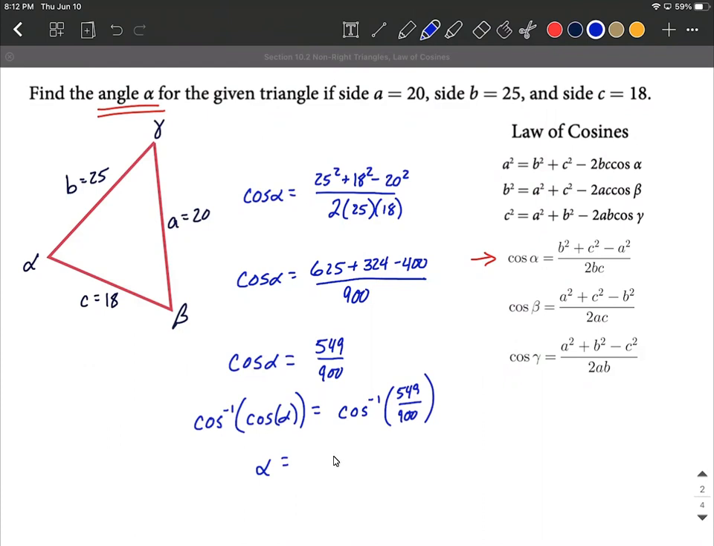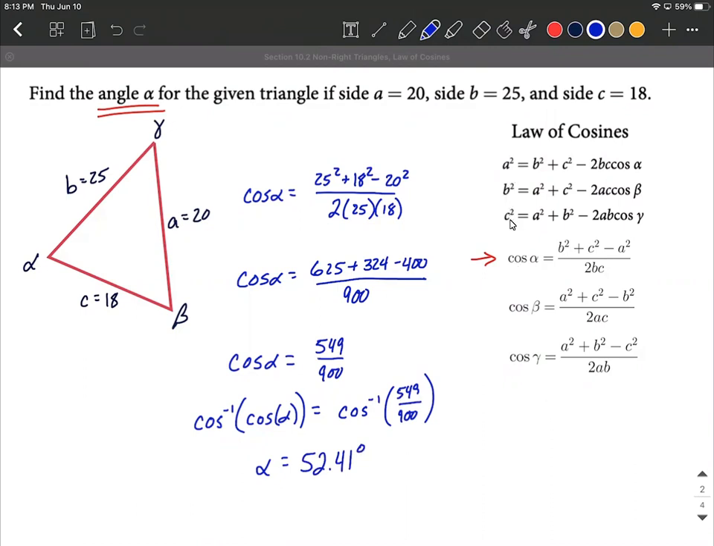Make sure you're in degree mode if you want degrees to come out, which normally we do on triangles. Then push second cosine, that'll bring up cosine inverse, or what we call arccosine. 549 divided by 900, maybe close off some parentheses. I got this to be 52.41 degrees.